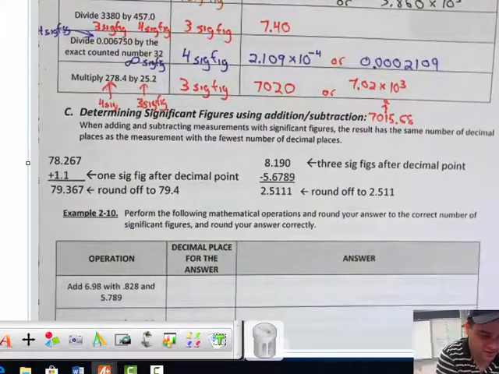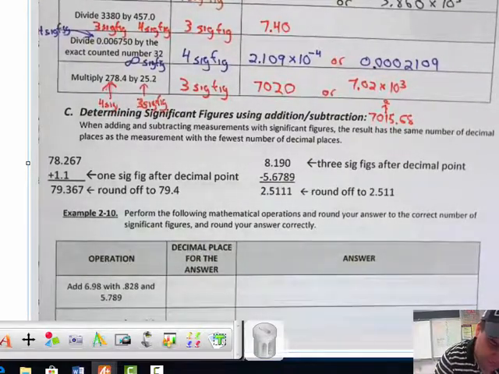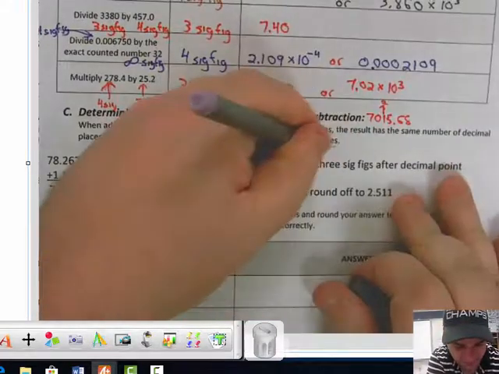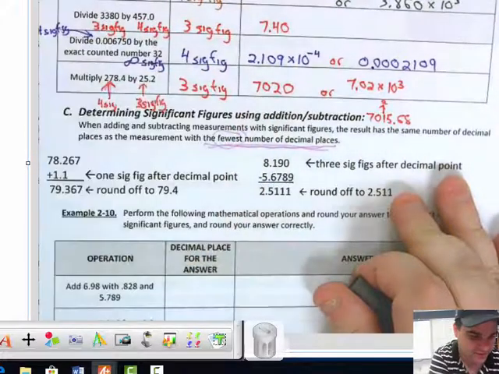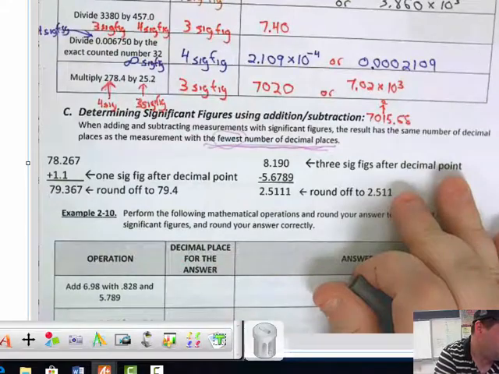Okay, going over the determination of significant figures with adding and subtracting. When adding and subtracting with significant figures, the result is the same number of decimal places as the measurement with the fewest number of decimal places. So here we're going for fewest number of decimal places.